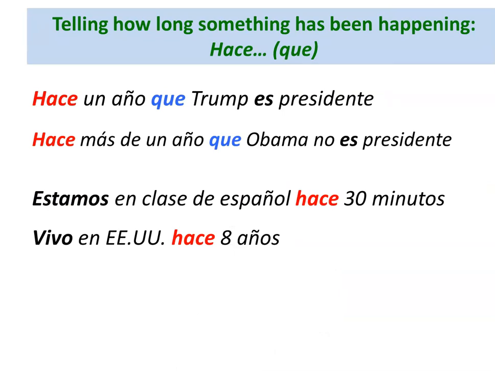Hace un año que Trump es presidente. Hace más de un año que Obama no es presidente. Yo creo que these two are wrong because it's more than 1 year for the first one. And the same for the second one. It's been like, this was in the 2020, maybe it's, what can we say, more than 4 años. Hace 4 años que no es, no, Obama is more.